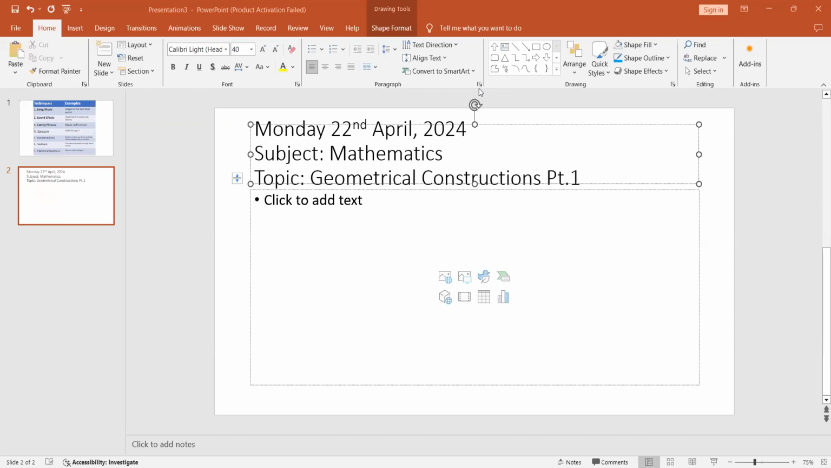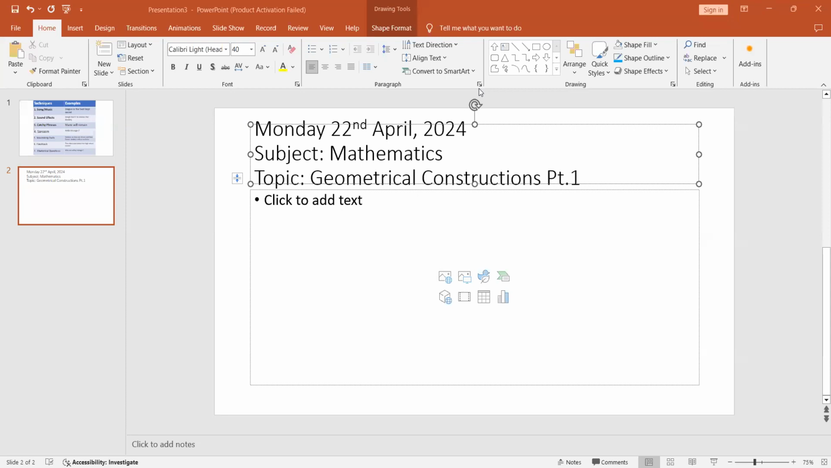Who's Albury? Trying to figure out who's Albury. I don't know who this Albury person is.